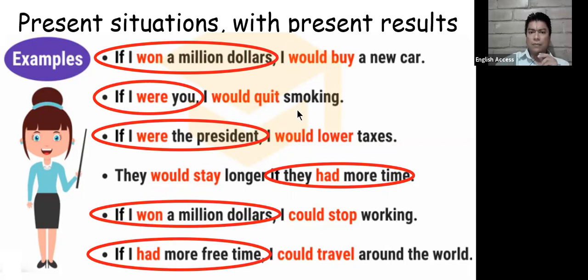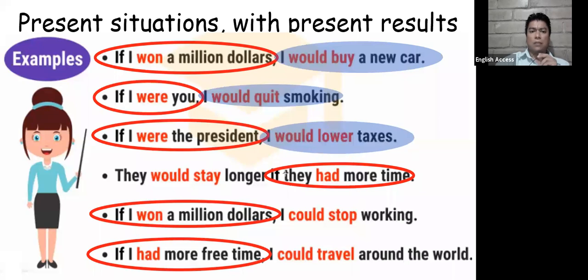The comma, yes, absolutely, the comma. The result: I would buy, I would quit, I would lower, they would stay, I could stop, or I could travel. Present situations with present result.